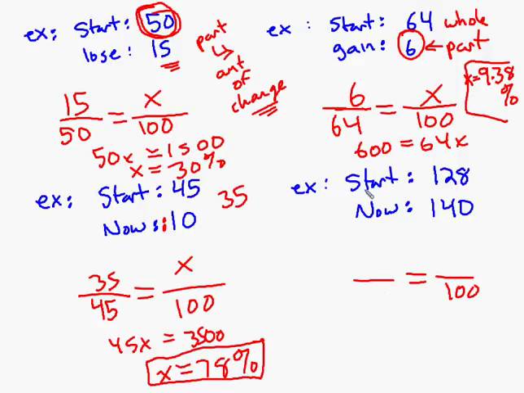All right, what's the whole in this one? 128. Is 140 my part? No. How much did it change? 12. Okay, then we cross multiply. Wouldn't it be negative? I'm about to talk about that. But for now, we'll just use that 12. So we divide by 128.